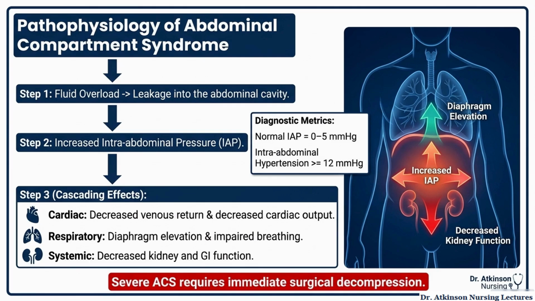Step 3 is the cascade. Cardiac output drops because venous return is impaired by the elevated pressure. The diaphragm gets pushed up and breathing becomes mechanically compromised. Kidneys and GI tract get compressed. Your patient is now in a new crisis on top of the original shock. Severe ACS requires immediate surgical decompression. This is a surgical emergency, not a nursing-managed complication.